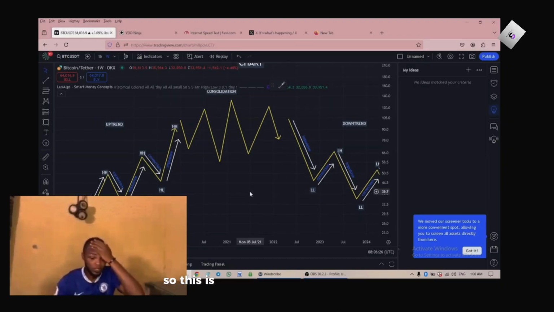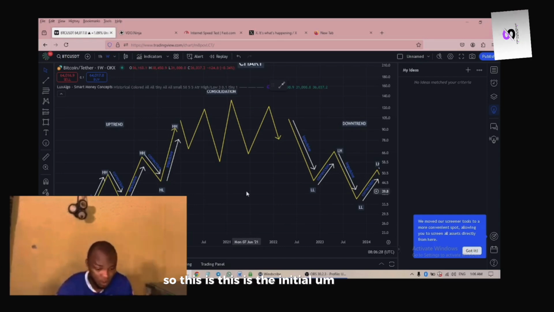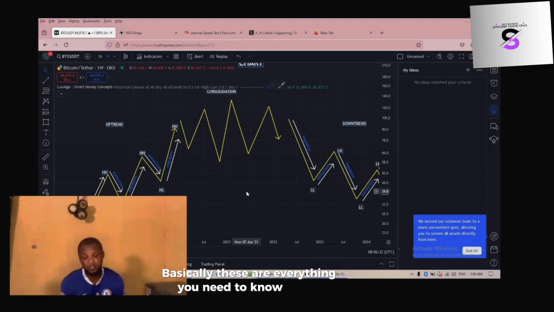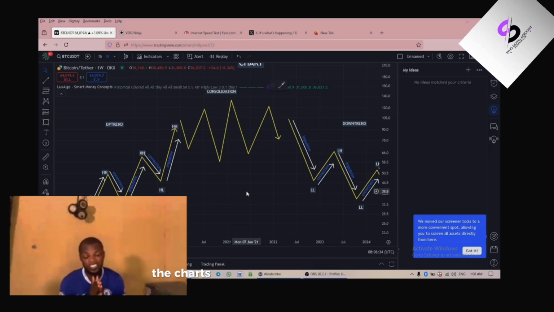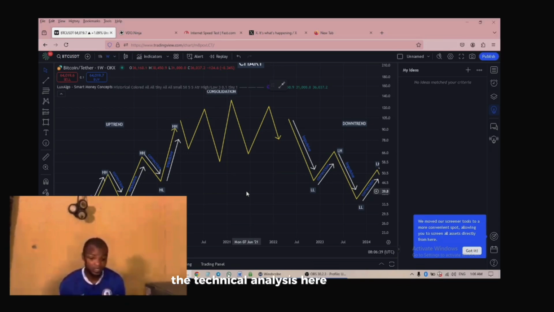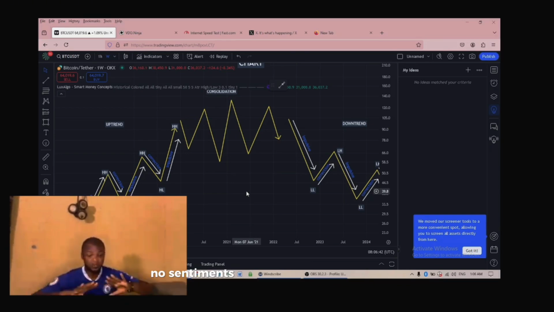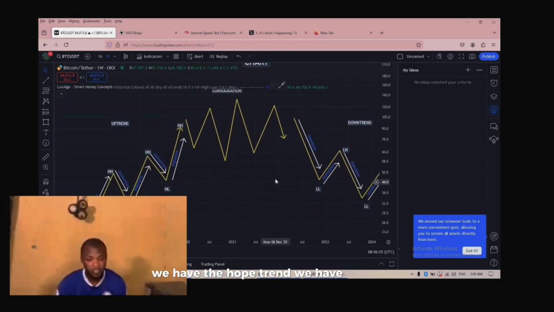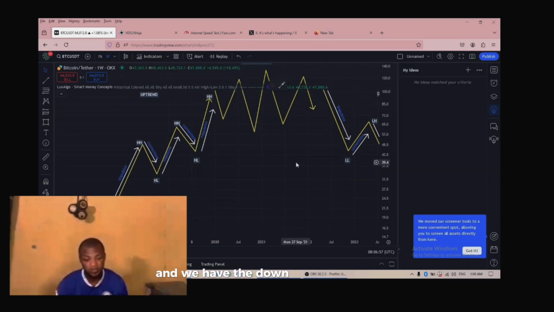So this is the initial market structure. Basically, these are everything you need to know about the charts. We are talking about technical analysis here, not fundamentals, no sentiments, no nothing. We are not following any news. We are just following what the chart is saying. There are three different kinds of trend. We have the uptrend, we have the consolidation, and we have the downtrend.